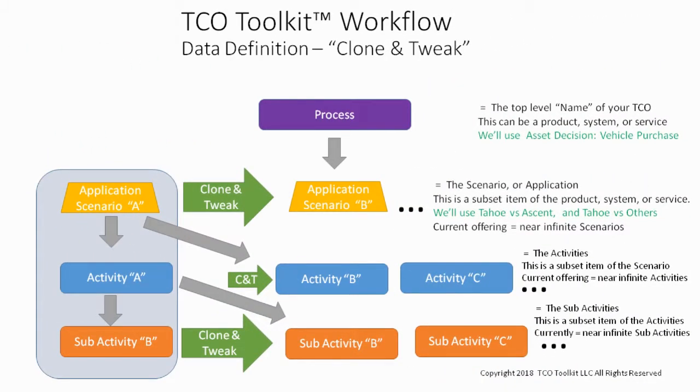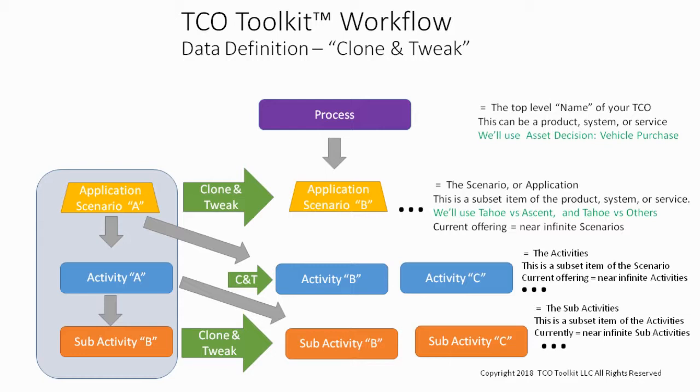Okay, so before we get into the software itself, we want to talk through the theory of how the TCO Toolkit operates on activity-based costing. First, at the very top of the process, you have the process. This is the name of your TCO case study. There's only one of these. You'll see this in your library of TCOs once you have completed your TCO.